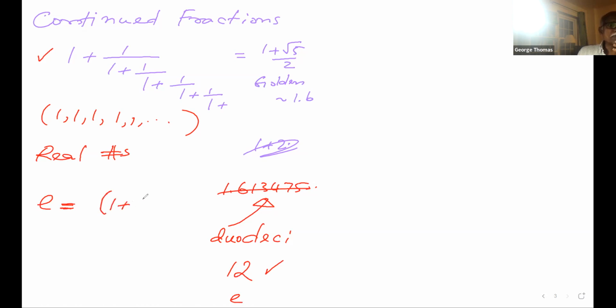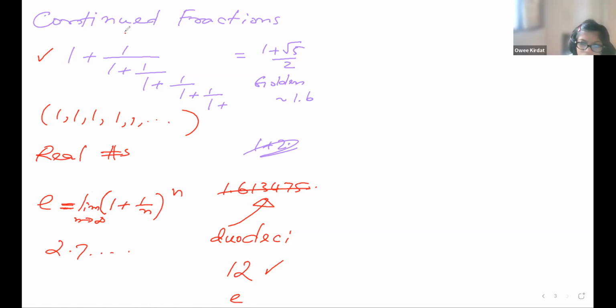It is (1 plus 1 over n) to the power n, limit n goes to infinity. Wow, that is Euler's discovery. And that is 2.7 something. Anyway, let us get back to, we are doing Euclidean algorithm, continued fractions. Let us see.